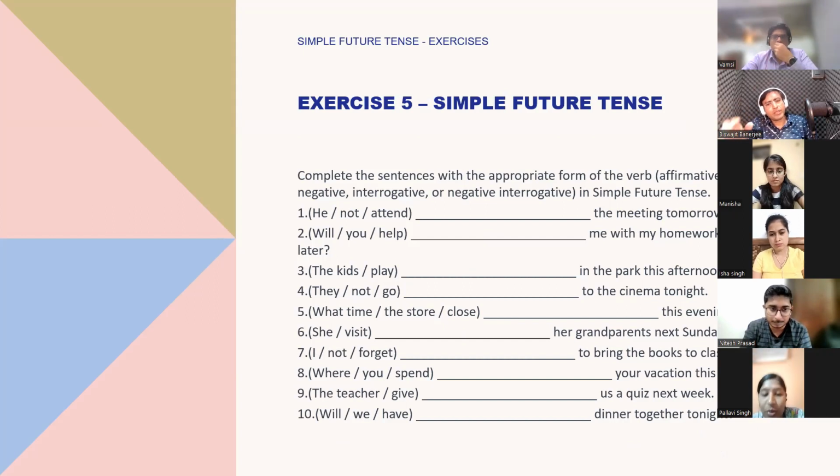You can say something like, will he not attend the meeting tomorrow? He will attend the meeting tomorrow. He will not attend the meeting tomorrow. Or will he not attend the meeting tomorrow? Anything that suits your temperament. Go ahead. Dash the meeting tomorrow. He will not attend the meeting tomorrow.